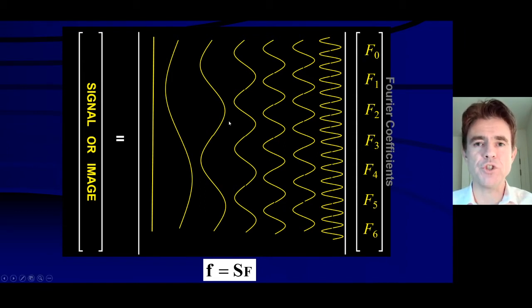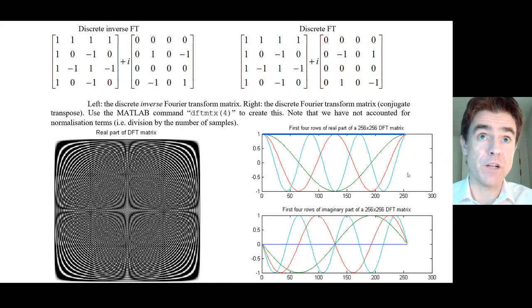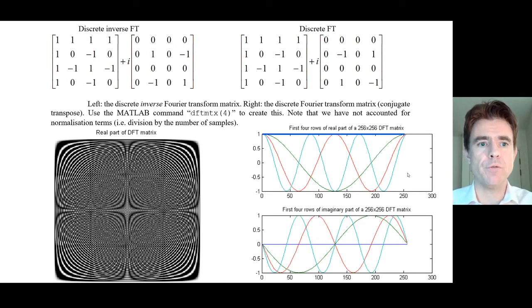Okay, so that again was just an illustration, just to show that we're using Fourier coefficients as weighting factors for complex exponentials to add them together to create a signal or image, to synthesize it. Now being more precise, in fact very precise now about the contents of that matrix S, if you were to go into MATLAB and type in dftmtx(4), that would give you a 4x4 discrete Fourier transform matrix, just to really spell it out explicitly.